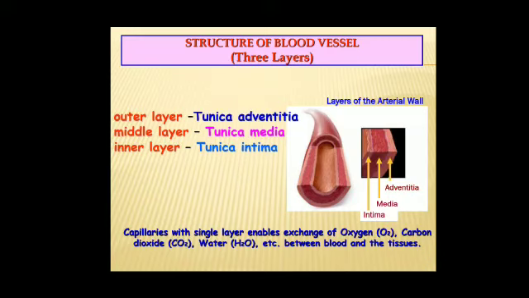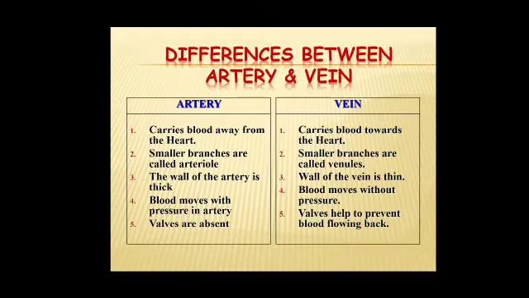So friends, we have seen these blood vessels. We will see the difference between artery and veins. Artery carries blood away from the heart, whereas veins carry blood towards the heart. Artery carries oxygenated blood away from the heart, whereas vein carries deoxygenated blood towards the heart. And there is an exception. Only the pulmonary artery carries deoxygenated blood away from the heart, whereas only the pulmonary vein carries oxygenated blood towards the heart.